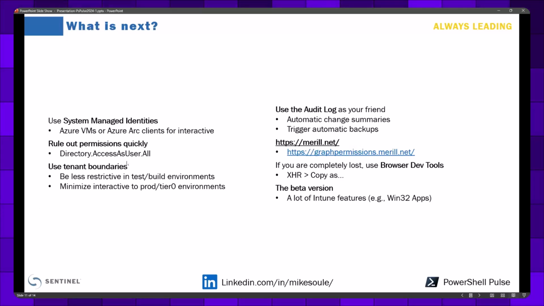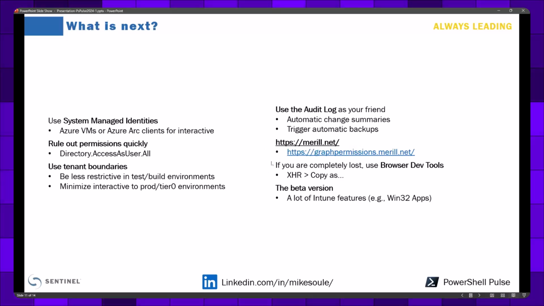Directory access as user, this is a good one. If you're troubleshooting Graph permissions and tenant boundaries, we talked through this a fair bit. Audit logs are super helpful. Merill from Microsoft does have some really good information on Graph.